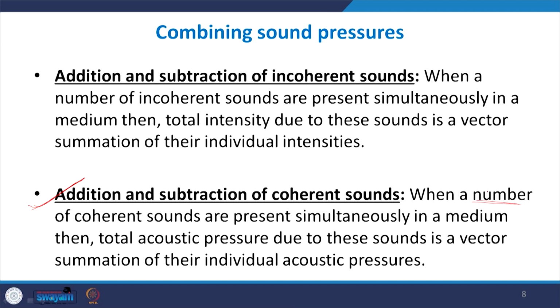So what happens when coherent sounds, or sounds with the same frequency and waveform, are simultaneously present in a medium is that the total acoustic pressure is a vector sum of the individual acoustic pressures, and that is what we had done in our previous class when we were solving the equations of standing wave. We are simply adding up the pressures together.